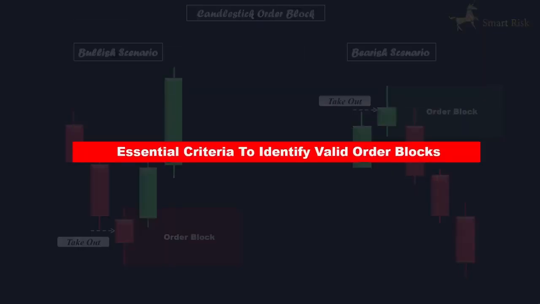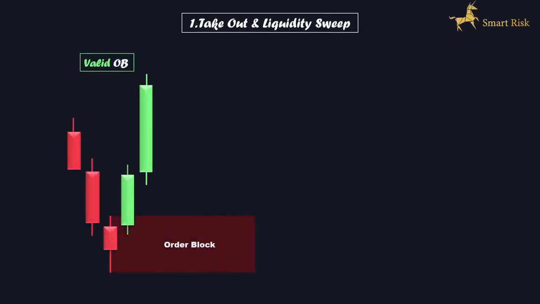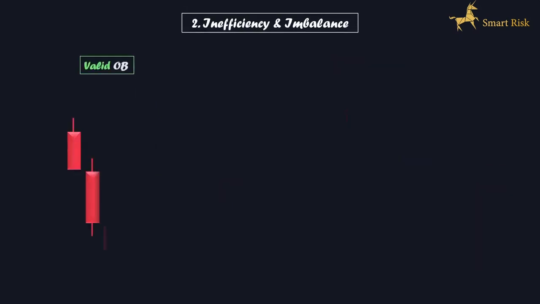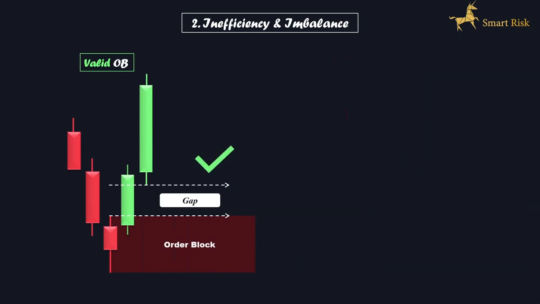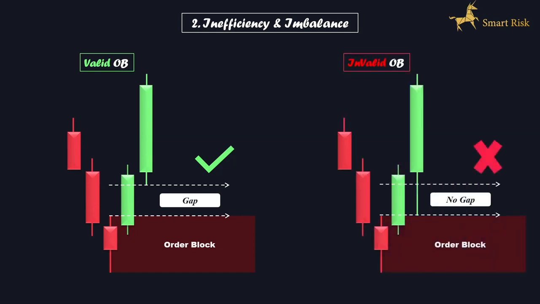Now, let's move into essential criteria and rules that we need to consider to identify valid order blocks in the market and understand how we can use them to our advantage. It's crucial to note that to have a confirmed and valid order block, firstly, price must take out and sweep the liquidity above or below the previous candle to form a valid order block. Secondly, price must leave inefficiency behind and generate imbalance near the order block area. If there is no proper imbalance between the subsequent candles, then the identified order block cannot be considered valid.